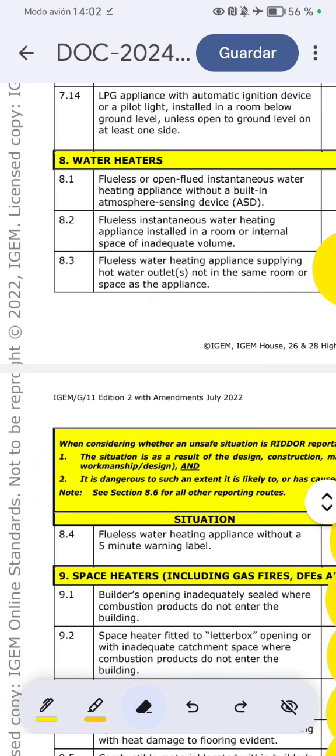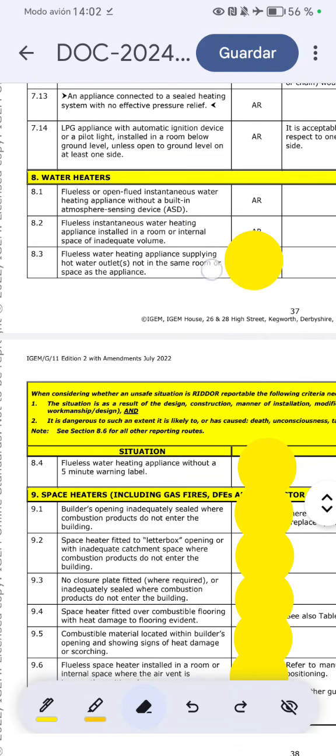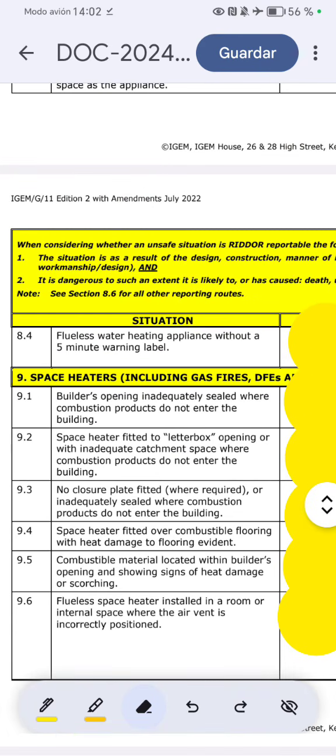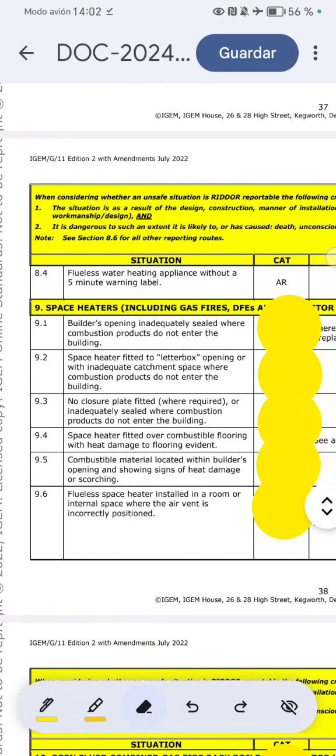8.3. Flueless water heating appliance supplying hot water outlet not in the same room as the appliance. I'm going to say at risk again. I'm just following the trend. 8.4. Flueless water heating appliance without a 5-minute warning label. I'm going to say at risk. All right.